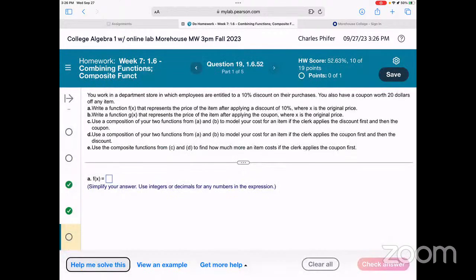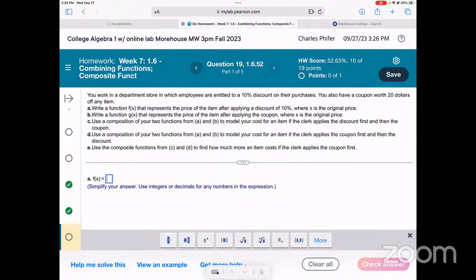You work in a department store in which employees are entitled to a 10% discount on their purchases. You also have a coupon worth $20 off any item. Write a function that represents the price of the item after applying a discount of 10% where x is the original price. If it's discounted by 10%, you're not paying 100%, you're only going to pay 90%, right? So 90% of the original price, so we're going to say 0.9 times x.